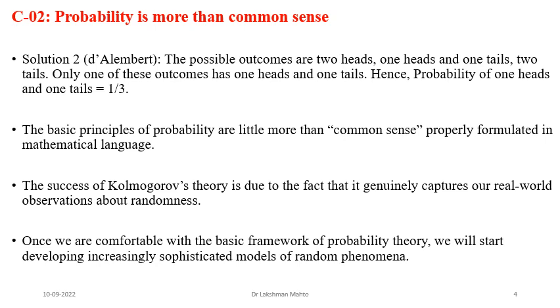Here we are compatible with the basic framework of probability theory. We will start developing increasingly sophisticated models of random phenomena. If you are comfortable with this Kolmogorov approach, then we will proceed to model random phenomena, which we will call probabilistic modeling. It may be simple, it may be difficult. Later, as we proceed in this course, the difficulty level will increase. But you can understand everything. There is a very good concept and a very good approach behind everything.